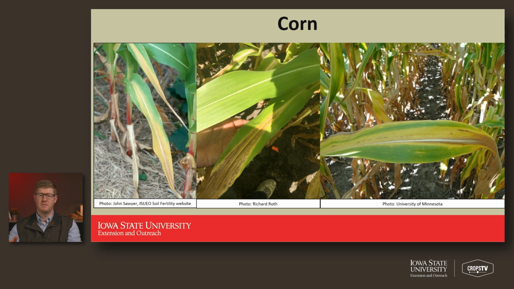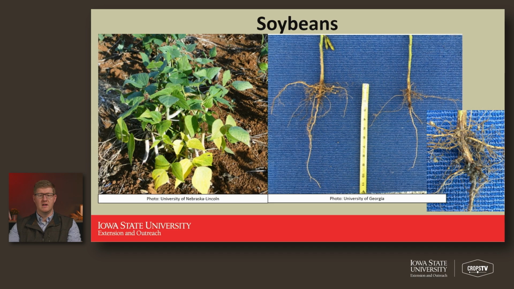You'll notice in the picture on the far right, you can see the deficiency symptoms have made their way up the plant. So even some of the higher leaves on the plant are starting to show that yellowing that we talked about. Now, here is an example of what nitrogen deficiency might look like in soybeans.